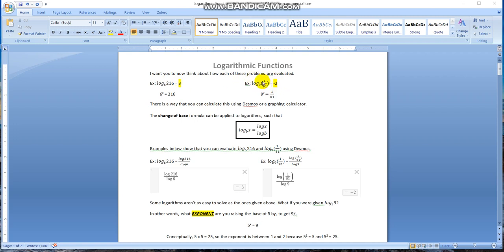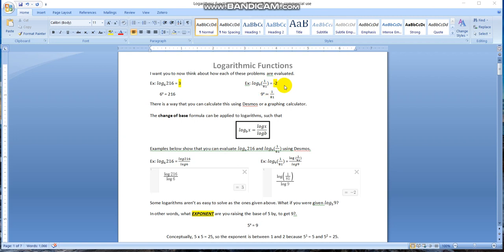Now, same idea with this one. If you see a logarithmic expression, you're trying to think: what exponent are you raising the base of 9 to get 1 over 81? If you try that, 9 raised to negative 2 is going to be 1 over 81. So this means log base 9 of 1 divided by 81 is going to be negative 2.